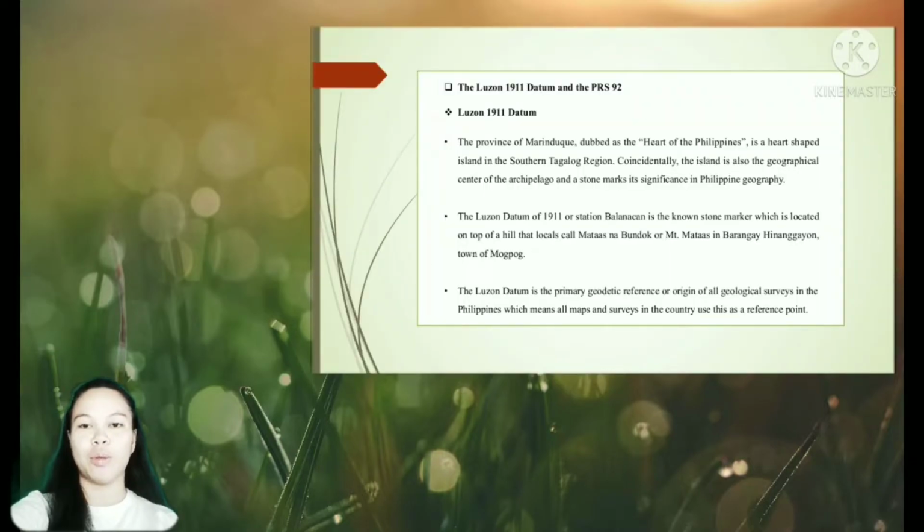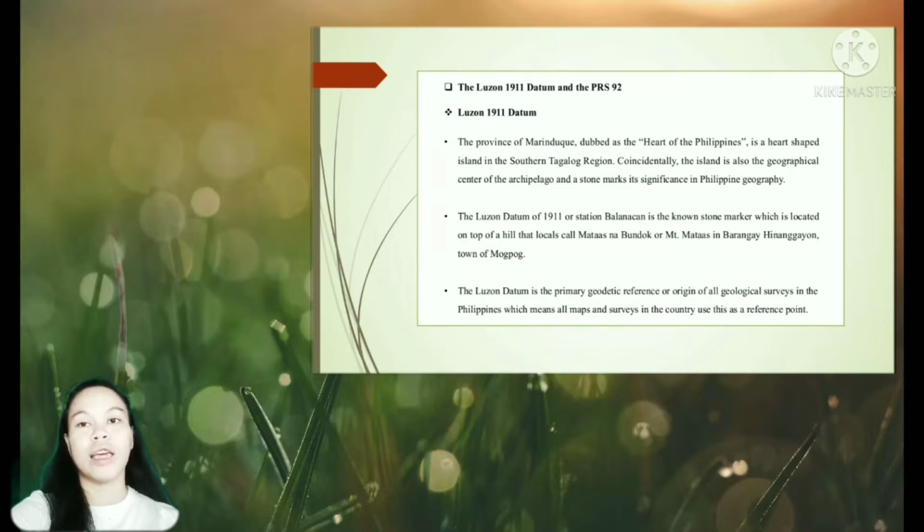Luzon 1911 datum. The province of Marinduque, dubbed as the heart of the Philippines, is a heart-shaped island in the southern Tagalog region. It is such a coincidence that the heart of the Philippines has a landform shaped like a heart, and also, coincidentally, the island is the geographical center of the archipelago, and a stone marks its significance in Philippine geography. The Luzon Datum of 1911 or Station Balanacan is the known stone marker which is located on top of a hill that locals call Mataas na Bundok or Mount Mataas in Barangay Hinangayon.